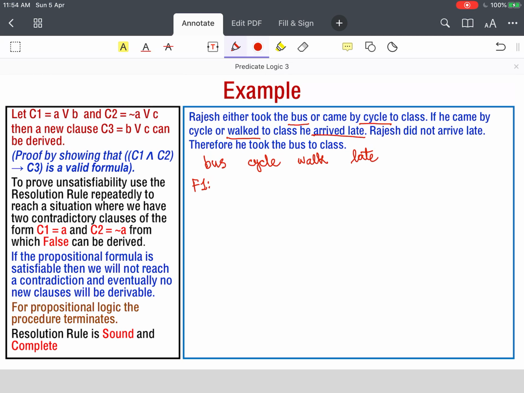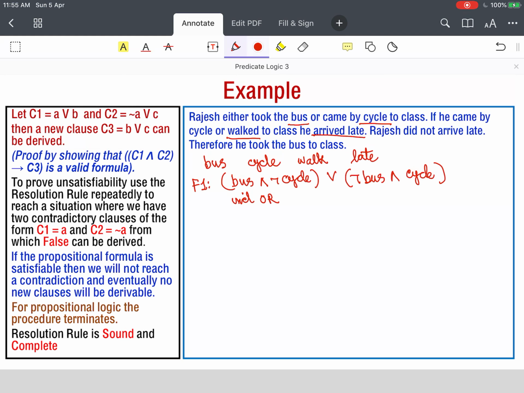What is our first statement? Our first statement says Rajesh either took the bus or came by cycle to class. Now this either-or, we could use it as an inclusive or an exclusive or. Let us say we use an exclusive or. So we say he took the bus and not cycle, or he took only the cycle and not the bus. We could do it this way.